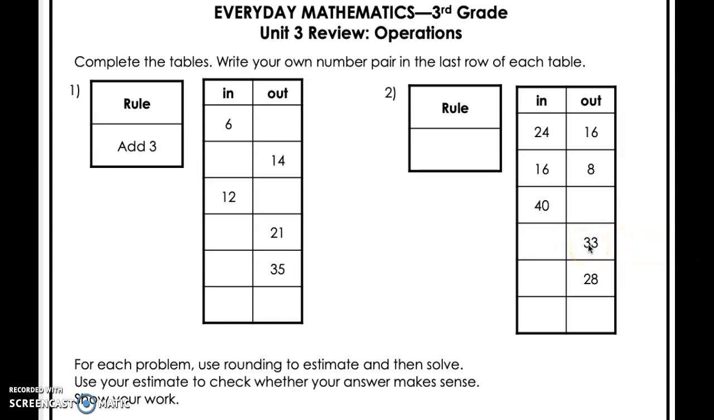Now again, we can just do the fact family. So 33 plus 8, and you can figure out what you would start with. And again, 28 plus 8, and you would figure out what you start with. Because if you go in backwards, you can do the fact family for it to figure that out. And then here, you would do your own. So you know the rule is minus 8. So you could go 8 minus 8 is 0. I mean, you could do anything. This is your choice, but you need to fill it out.